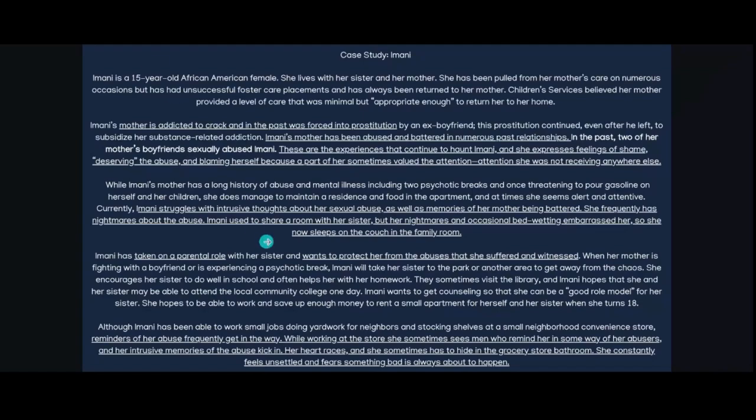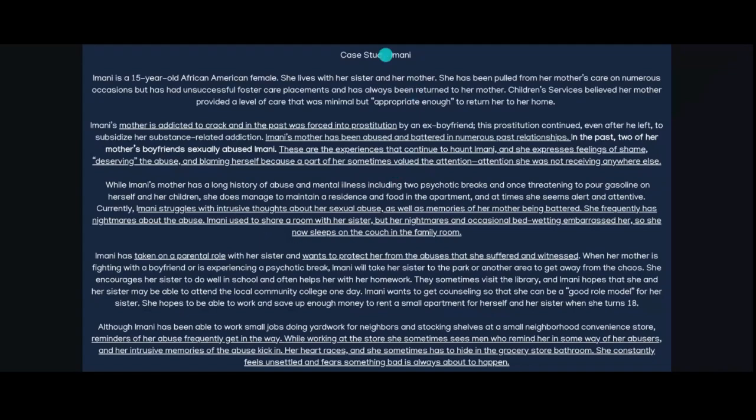Within this vignette, what we see is that she also has nightmares. She gets so distressed during her nightmares that she wets the bed. Poor girl. And I don't think this is a real case vignette, but I can't imagine that this is a completely novel situation. We do see that there's some subtle hypervigilance in taking on a parental role and wanting to protect her sister from abuses that she suffered and witnessed.